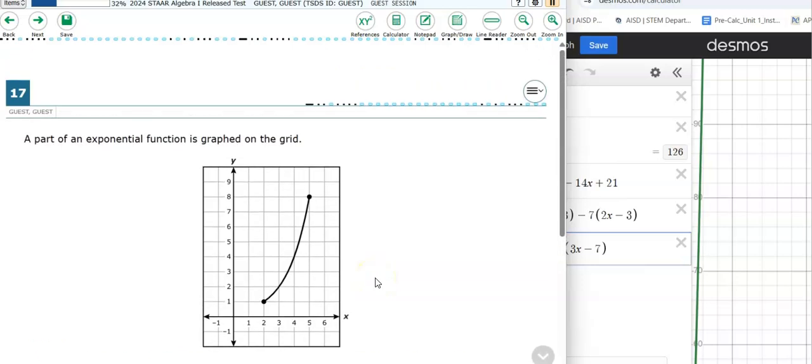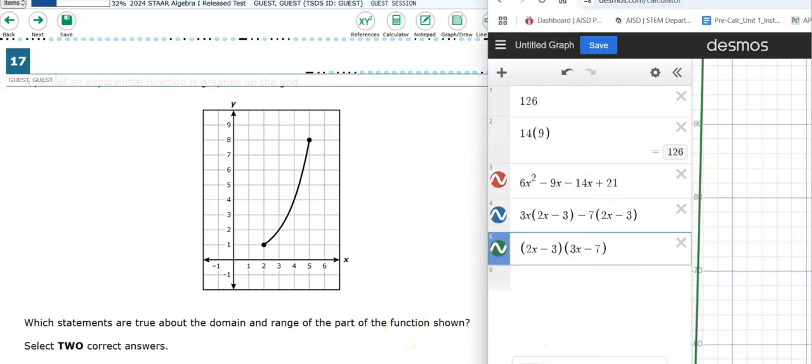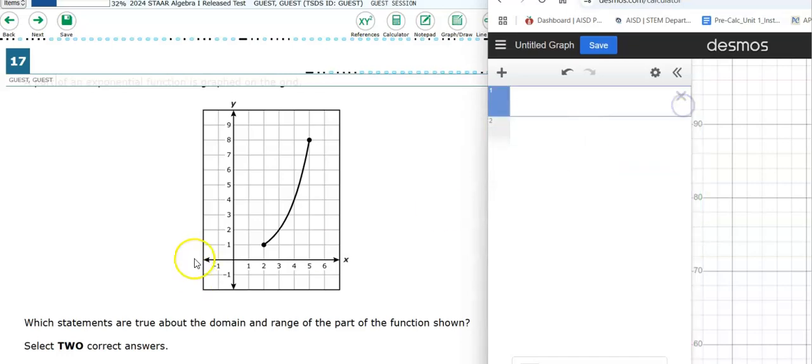Okay, part of an exponential function is graphed in the grid. Here it is. Which statements are true about the domain and range of the part of the function? All right. So it looks like we have one where the domain and range depend on the endpoints. So we have one endpoint here at 2, 1, and then we have another endpoint at 5, 8.